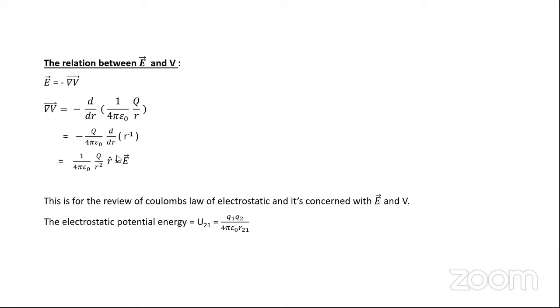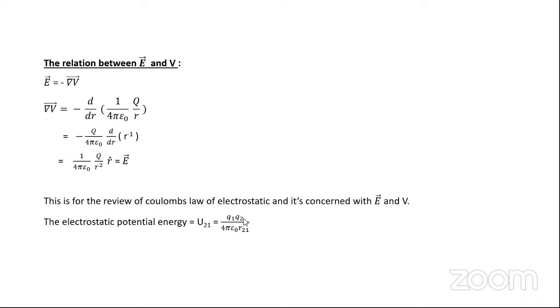Yes, sir. Okay. This is about the review of Coulomb's law. Now, one another quantity remains in the discussion, that is the electrostatic potential energy, capital U21. I have given here the formula for that, Q1 Q2 divided by 4 pi epsilon 0 R21. Actually, the electrostatic potential energy is nothing but the total work done in assembling that particular system. Therefore, here we are having the system of two charged particles.